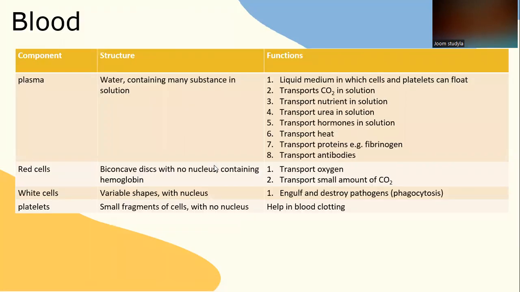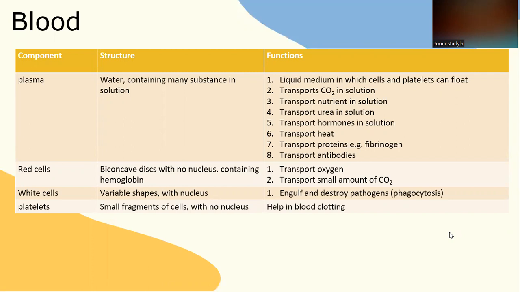Okay, blood. This table describes the three components in the blood, where we have plasma. What is plasma? The plasma consists of water containing many substances in solution. The function of the plasma is as a liquid medium in which cells and platelets can float, and it transports carbon dioxide, nutrients, urea, and hormones in solution, as well as heat, proteins, for example fibrinogen, and antibodies.